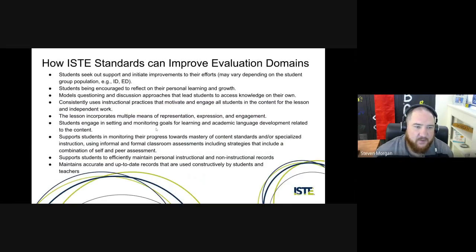Over the last few weeks I've talked about what the standards are and how they can improve our evaluation domains. I've said that if you are doing these things along the way, in domains 1 through 4, you're pretty much set to be getting the highest score. Because if you are truly doing these standards along the way and paying attention to each piece of it, then the highest level is not just achievable, it's already happening inside of your classroom.